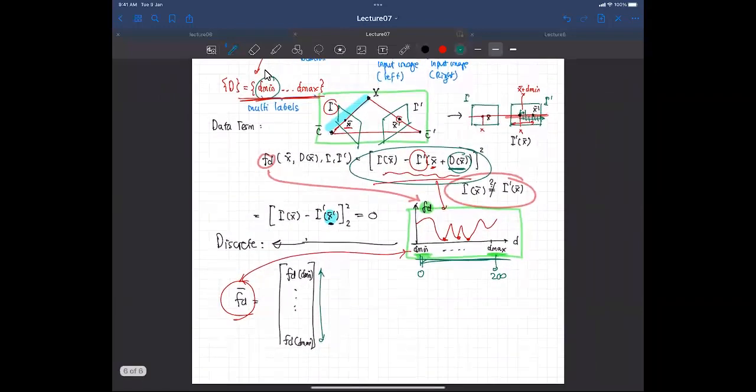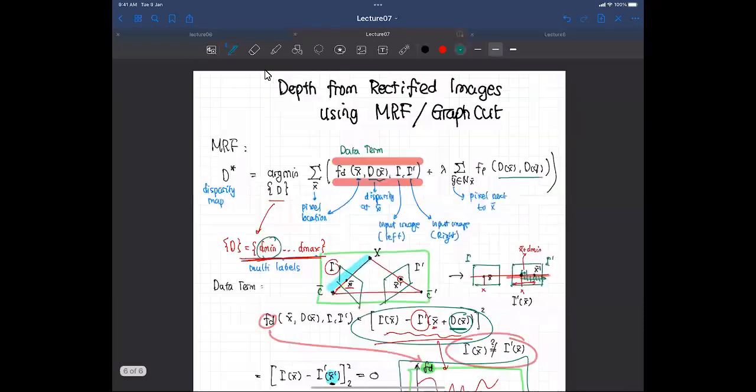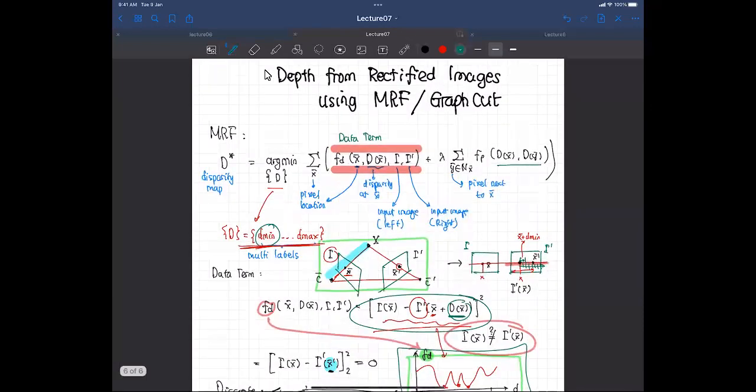Okay, so if there is no question, that's how we define FD for each pixel. For each pixel, we will have this function here. Again, then you have to discretize this. But your imagination is this kind of graph of each pixel. So that is FD, the first term, the data term.